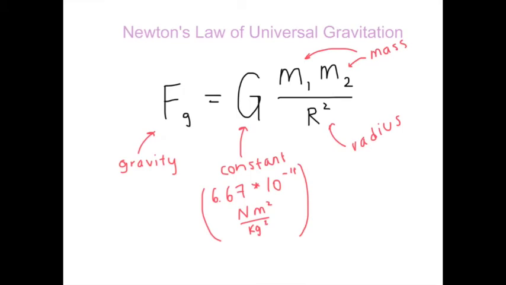It says gravitational force, which is written here as F sub g, is equal to G, this is capital G rather than lowercase g, and it's the gravitational constant, and it's defined as 6.67 times 10 to the negative 11th, and the units there are newtons meters squared over kilograms squared. And then we have m1 and m2, which are the masses of the two objects involved, divided by r squared, and r is the radius between them. Let's take a look at how this works.